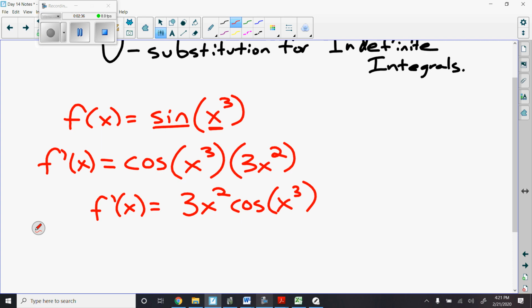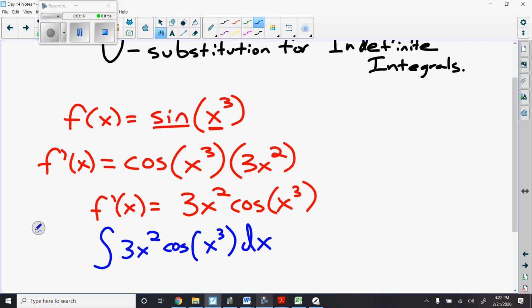So what if I gave you this question? What if I asked you, what is the integral of 3x squared times cosine of x cubed dx? Well, again, I don't have a product rule for integration. So I can't just follow a formula and get my integral that way, okay?